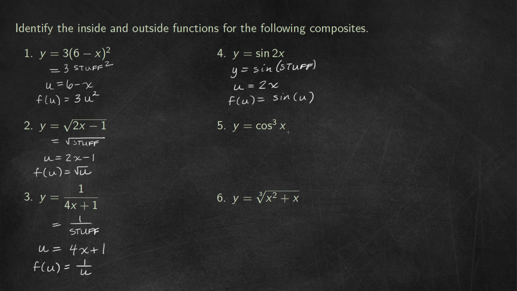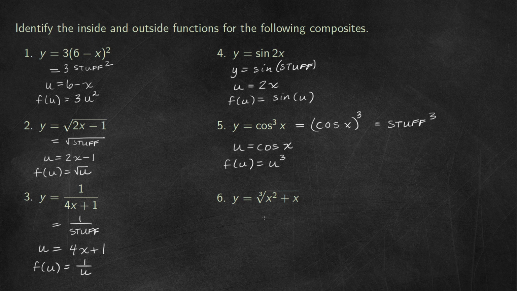Number 5, y equals cosine cubed x. Now here we want to rewrite this as cosine of x, that quantity, cubed, so that we can identify the inside function. This is in the form of stuff cubed. So my inside function is the cosine x, and my outer function, f of u, is u cubed, the stuff cubed.